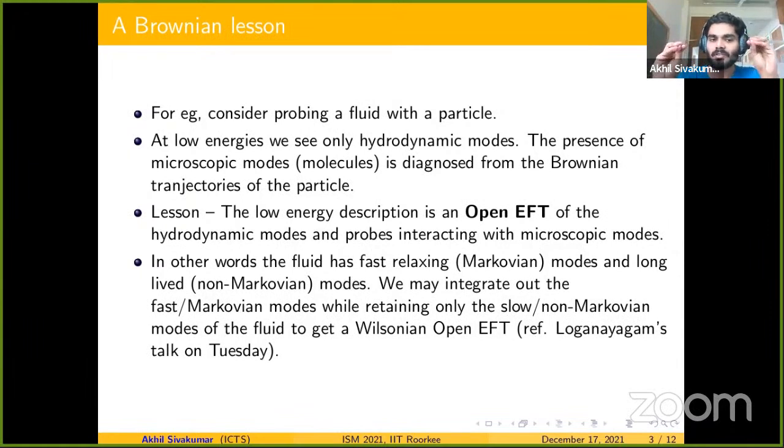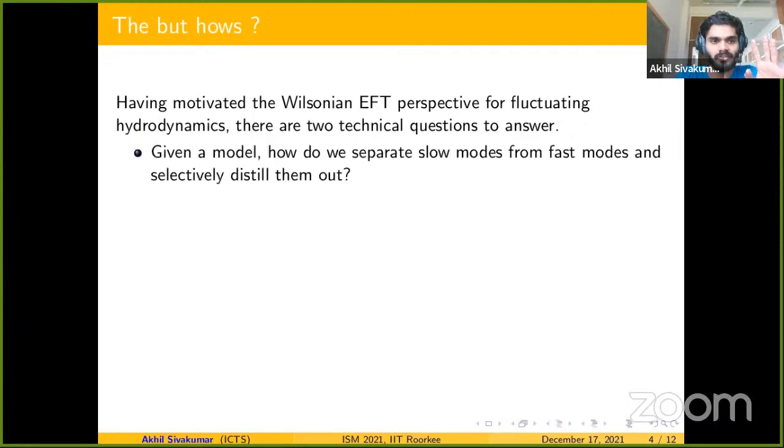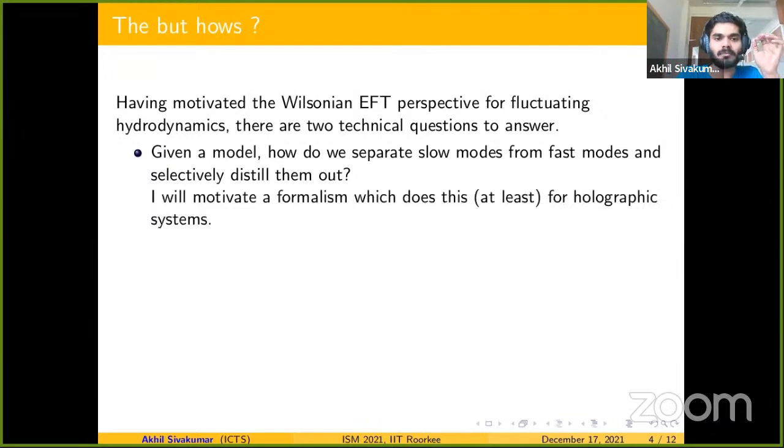We may integrate out the fast modes while retaining only the slow modes of the fluid to get a Wilsonian open EFT. And you can refer to Loga's talk on Tuesday for a more elaborate, detailed motivation of this. So having motivated the Wilsonian EFT perspective for fluctuating hydrodynamics, there are two technical questions to answer. First is that given a model, how do we indeed separate out slow modes from fast modes and selectively distill them out? And this talk is mostly about that. I'll motivate a formalism which does this, at least for holographic systems.